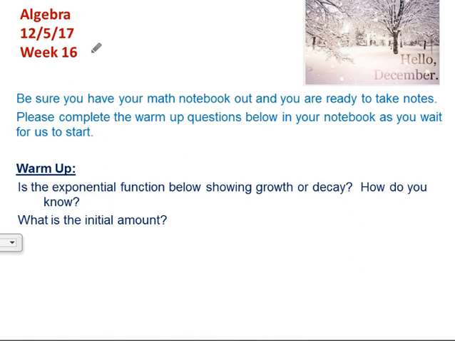Just a reminder to make sure that you've got your math notebook out and you're ready to take good notes. You will need to turn your notes in to get credit for your notes this week, so make sure you're taking notes in both this recording as you're watching the recording and as you go through the Schoology lesson. So you will need to submit your notes from both the Schoology lessons and from this weekly recording.